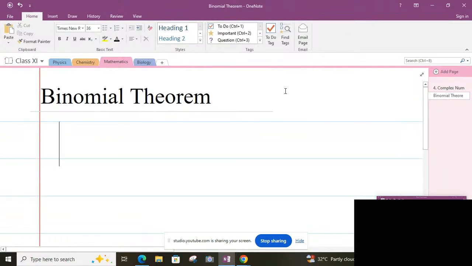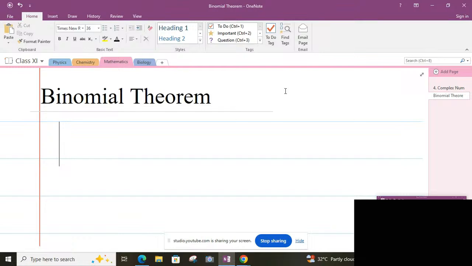Today we shall study the binomial theorem. In earlier classes we got the basic concept of the binomial theorem. In this class we will solve some questions of the binomial theorem related to the general term and middle term. So we take some questions related to the middle term. First of all, we clear the concept of the middle term.